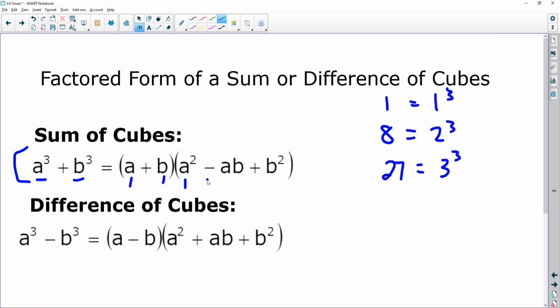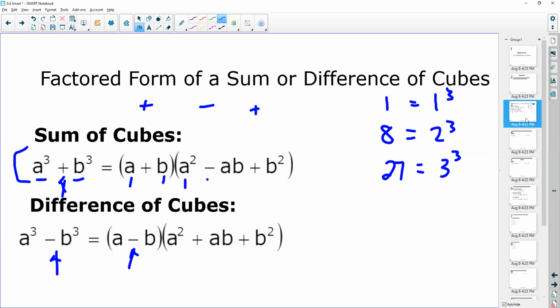Here's what I want you to see. There are always 2 pluses and a minus in this format, okay? It's just that depending on whether it's a sum or a difference of cubes is where the minus goes. So in a sum, the minus comes second. In a difference, the minus comes first in the initial binomial. And that's really what you need to remember to do this.